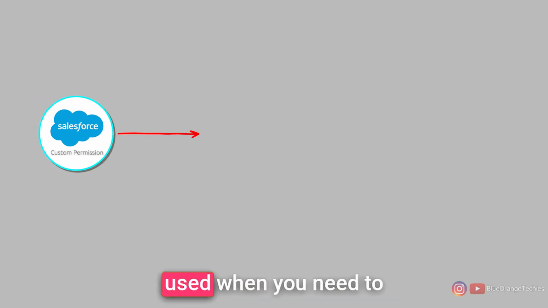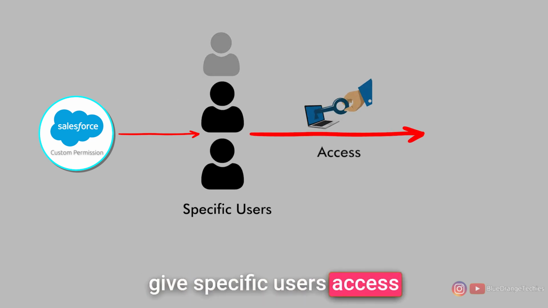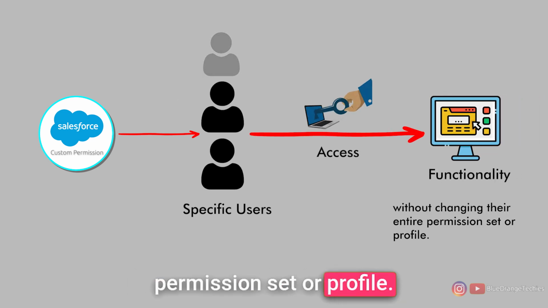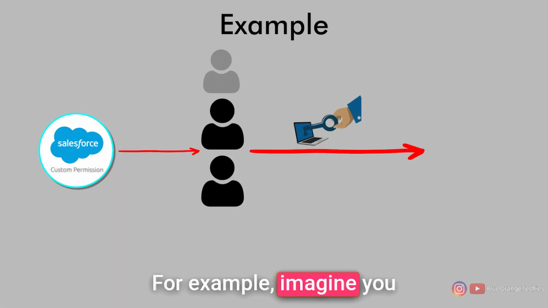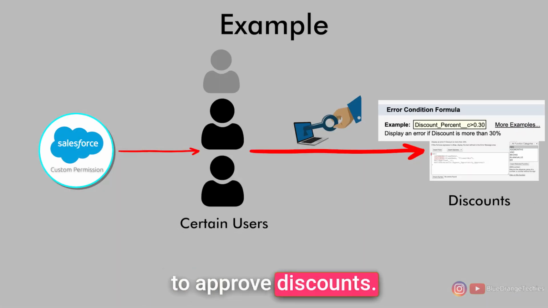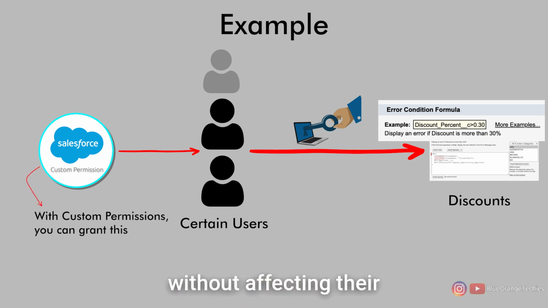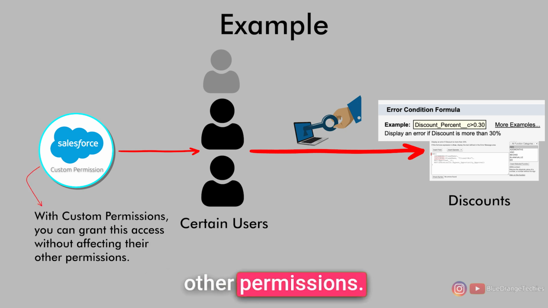Why do we use custom permissions? Custom permissions are used when you need to give specific users access to certain functionality, without changing their entire permission set or profile. For example, imagine you want only certain users to approve discounts. With custom permissions, you can grant this access without affecting their other permissions.